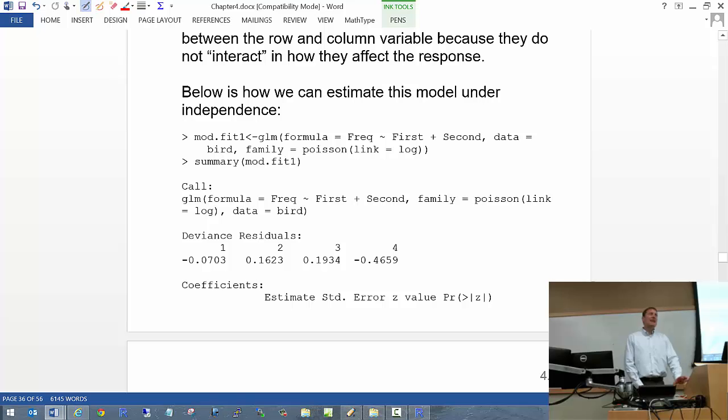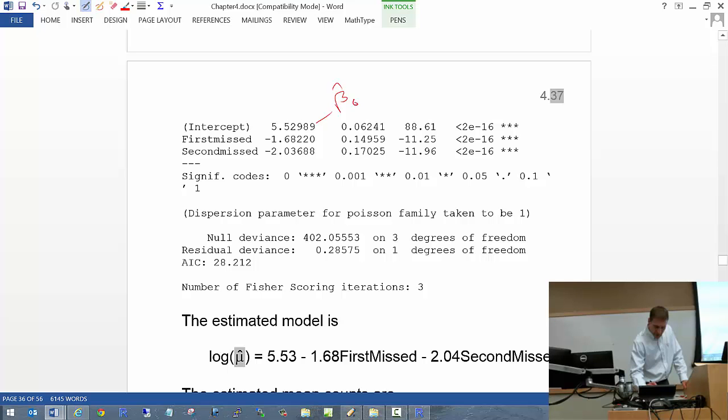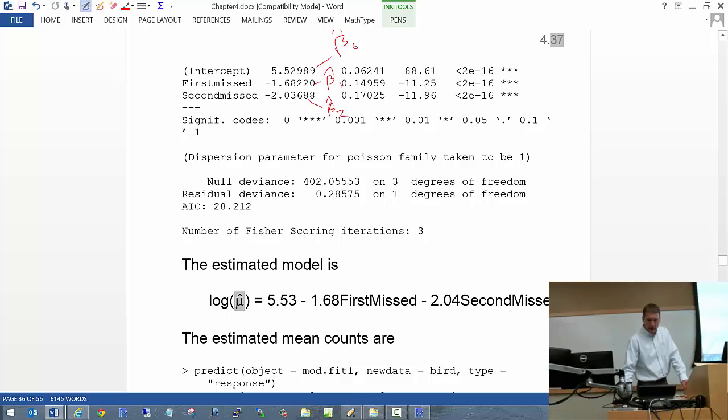So let's first estimate the model under independence. Simply, freq tilde first plus second. Here's my data, family equal Poisson, link equal log, just like what we saw with the horseshoe data. I put the results into mod.fit1 and then get my output. Here's beta hat 0, beta hat 1, and beta hat 2, so that when I write out the model, I would do it as you would largely expect. Any questions? Okay.